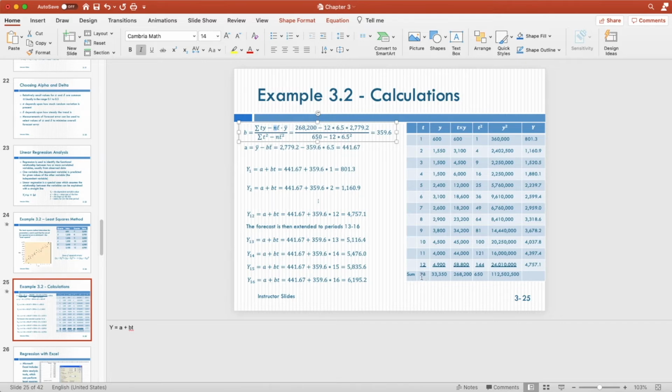Sorry, the summation is 78. After you divide it by 12, what is the result? Let me check. 78 divided by 12 is 6.5. That's why you see the second value shown here is 6.5. This is actually after calculation.